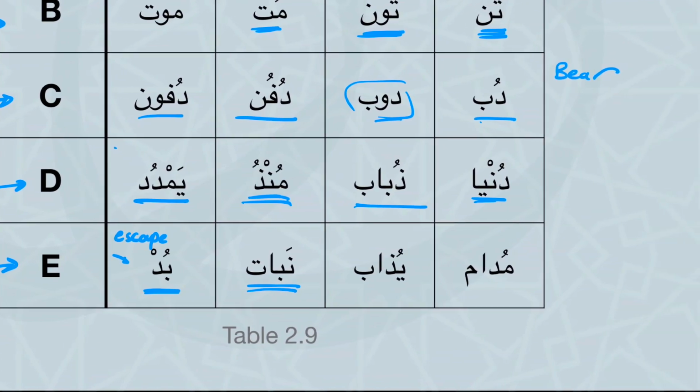Here is a ya with a dhamma, so I know it's a consonant. It's yu, yu, yu. But the dhal here has an alif, so I know it's a long vowel alif. And ba has sukun, so it's yudhab, yudhab, yudhab.